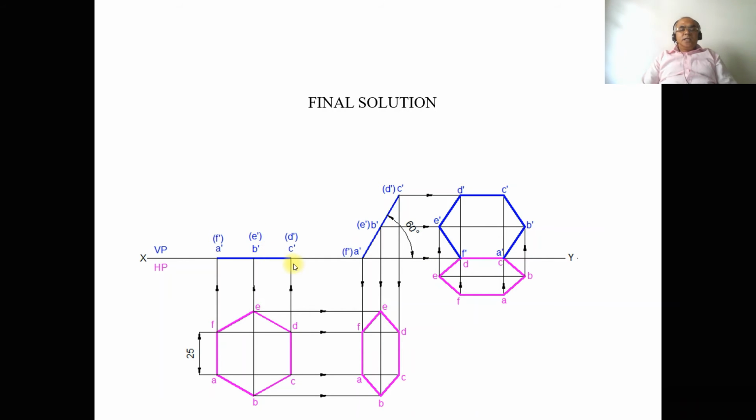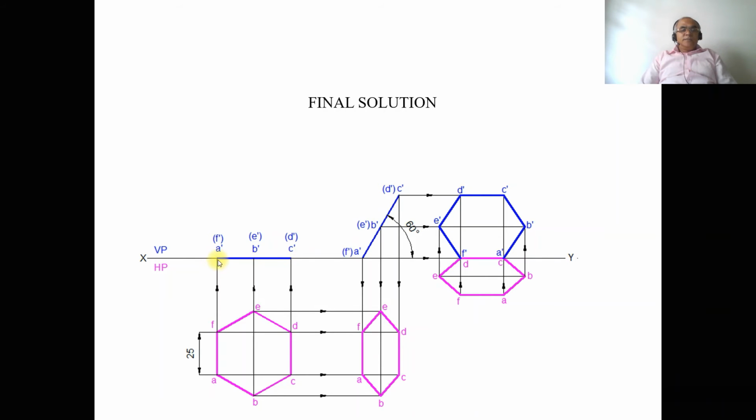Now take any convenient distance from the first position front view and mark this point as A dash and F dash. By using the protractor, measure an angle of 60 degrees with respect to the XY line and draw an inclined line. Then by using the compass, measure the distance from A dash to C dash of the first position front view and transfer from A dash, cutting an arc on this 60 degree line. Mark this point as C dash and D dash.